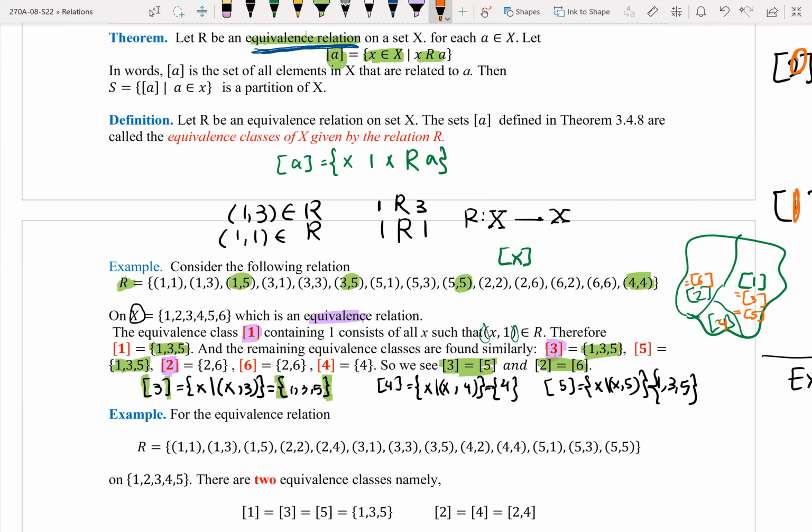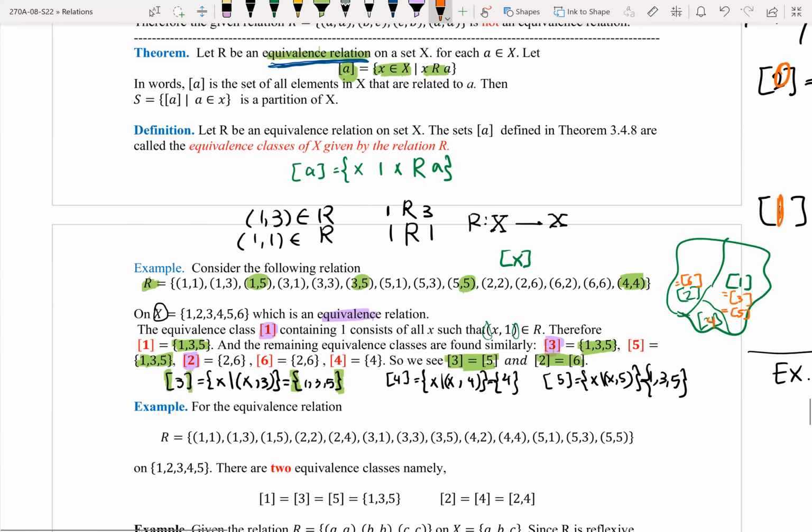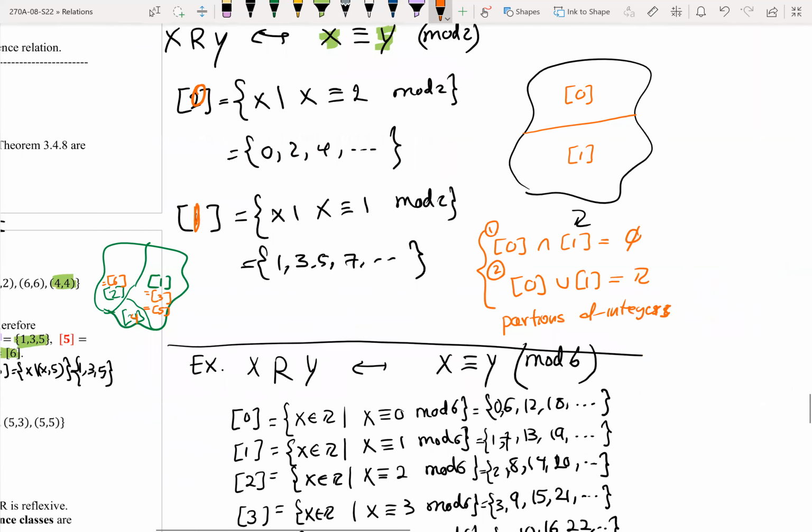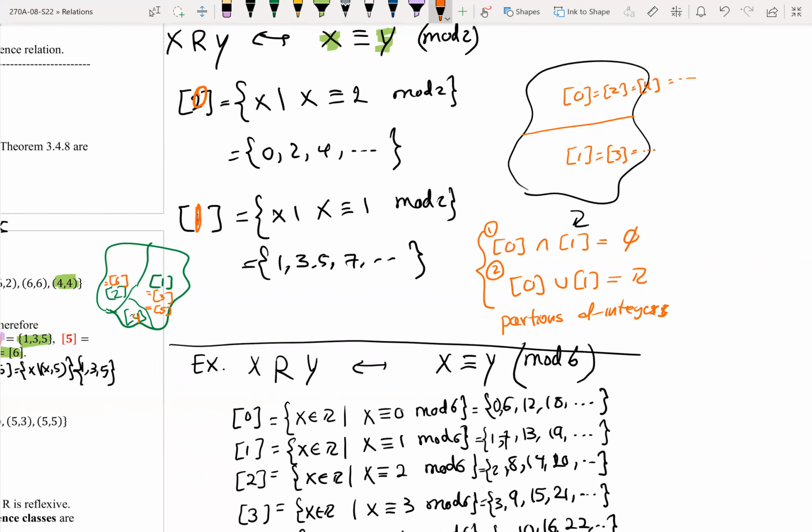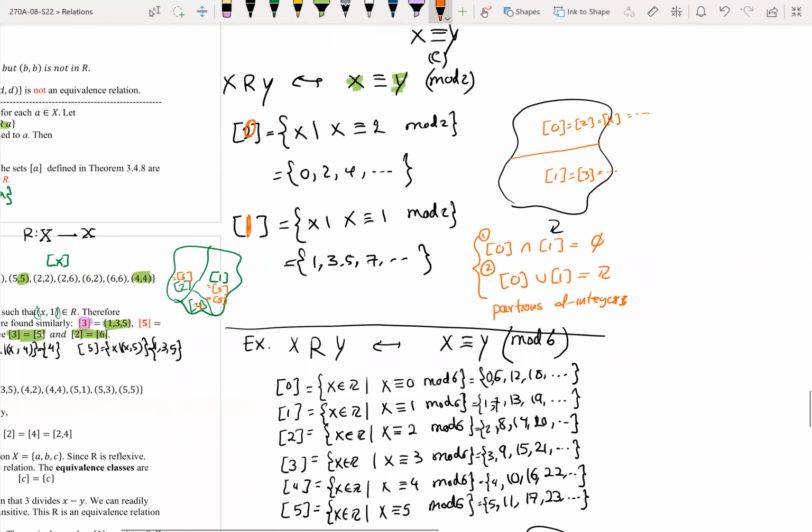And that makes sense because with even and odd numbers, that's exactly what's happening, right? Class of 0 is the same as class of 2, which is the same as class of 4. And class of 1 is the same as class of 3, and the same for the rest of the odd numbers. So there are classes that are exactly the same, depending on what the relation is.